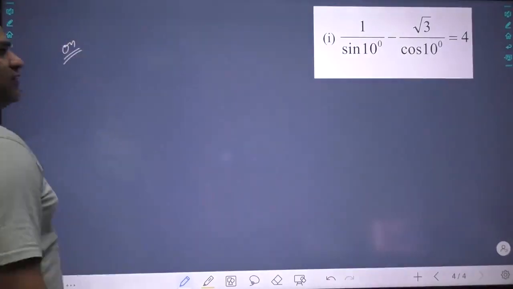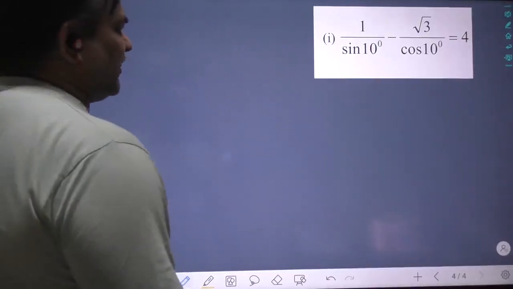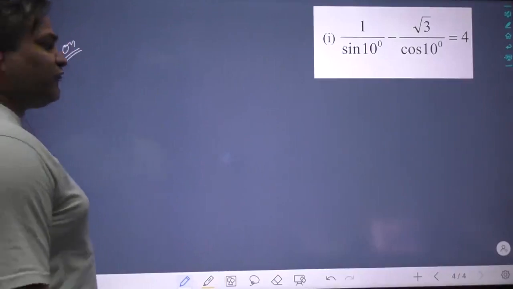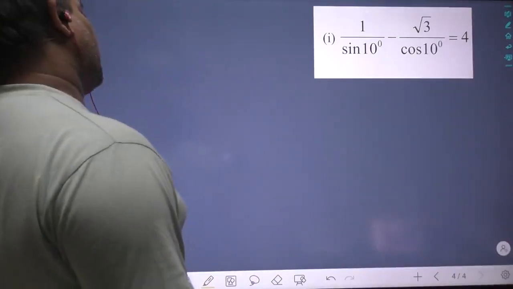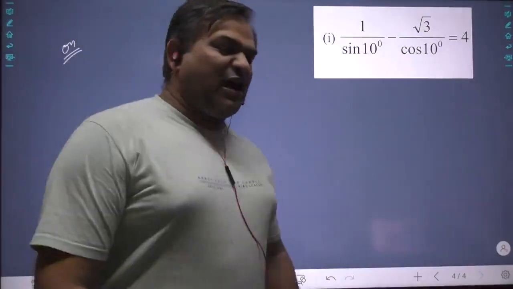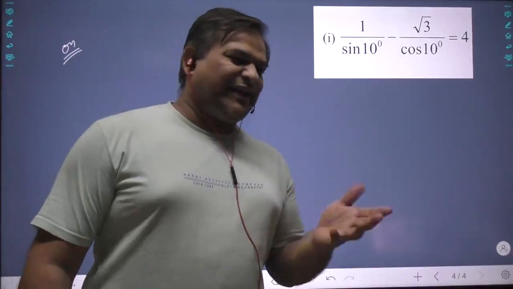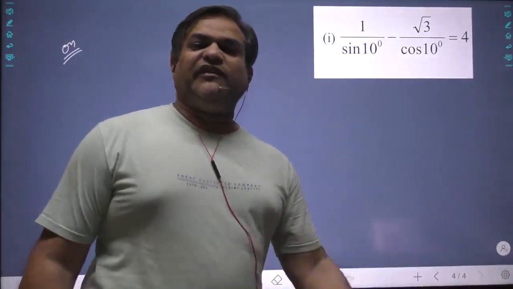Look at this question. 1 upon sine 10 degree, a useless angle, we do not know anything about it, minus root 3 upon cos 10 degree. Somehow we have to manipulate and show that 1 upon sine 10 degree minus root 3 upon cos 10 degree is 4. Now I am going to take many questions and I want you to look at them. Then in the next lecture we will take application, and in 2 lectures the trigonometry phase 1 will get over.